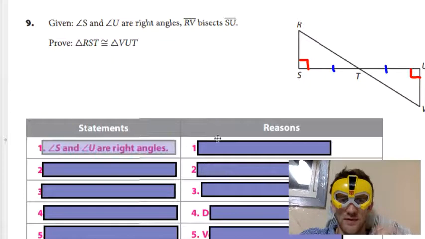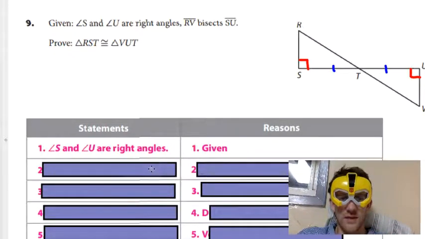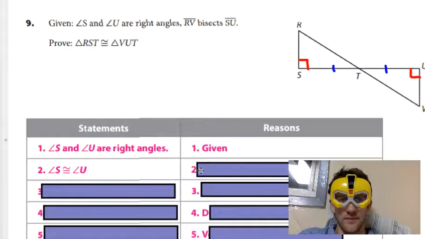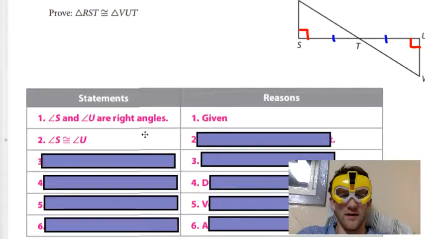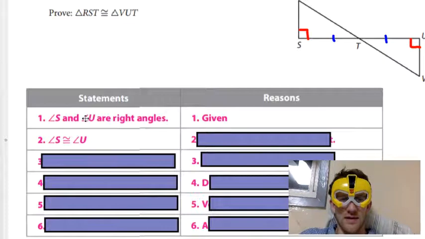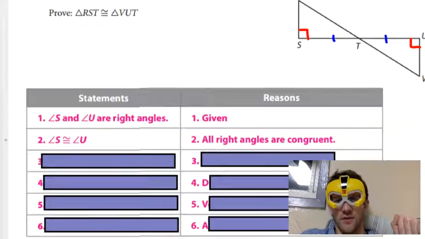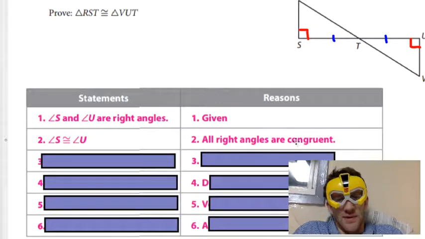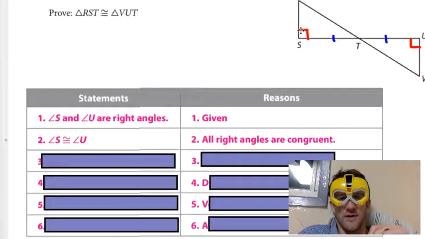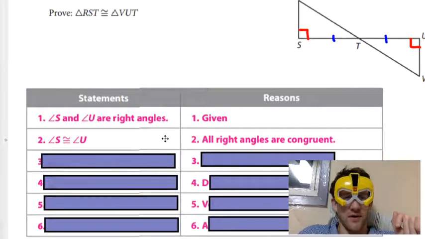So my first one is my first given. My second one can be, well, actually, the way they've ordered it in this book here is that S and U are both right angles, therefore they're congruent. Why? This is, again, kind of a weird reason, but right angles are congruent. They have the same angle measurement. You could put something like that. If it's a right angle, that means that they're equal to any other right angle, therefore they're congruent.